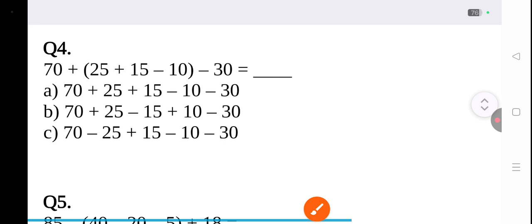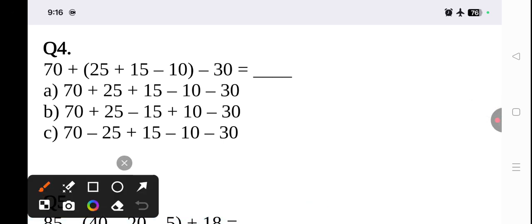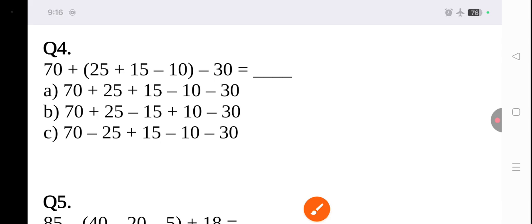Let's take one more example. Again here just check. There is a plus sign outside the bracket. Will the signs be changed here also? No, we need not change the signs. Okay, so plus 25 will remain plus 25, plus 15 will remain plus 15, minus 10 and minus 30. So this is the correct answer, A part. No signs changed as it is the expression.